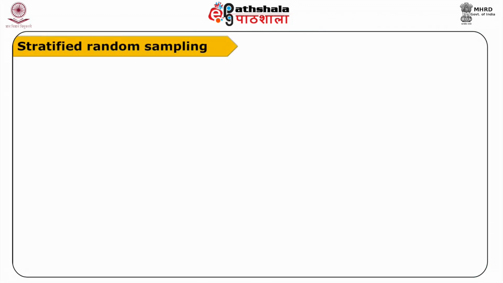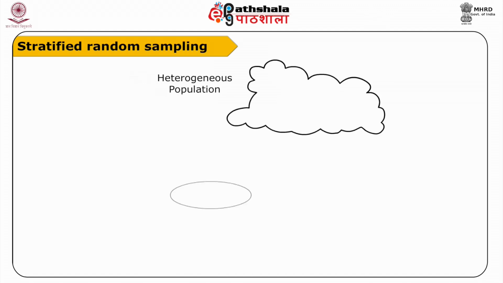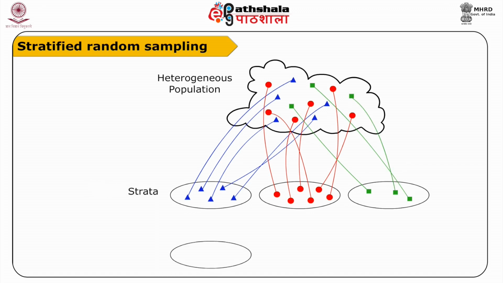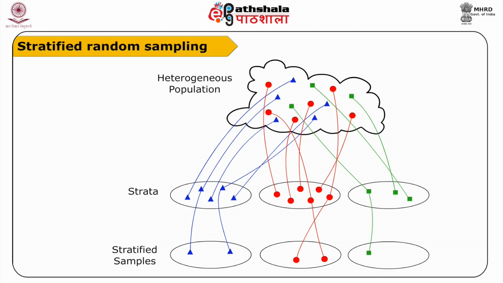Stratified random sampling is adopted when the population from which a sample has to be drawn is heterogeneous. To draw a sample from a heterogeneous population, we first divide the population into homogeneous groups called strata and then draw random samples from each stratum. The groups or subpopulations must be non-overlapping, and adding up all the units of the strata must give us the total number of units of the population.